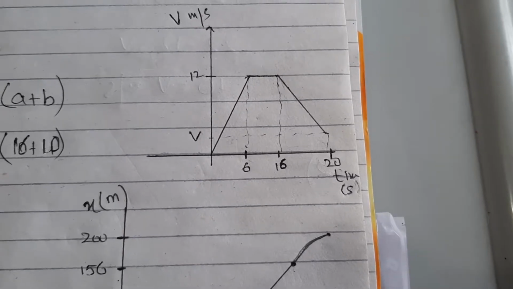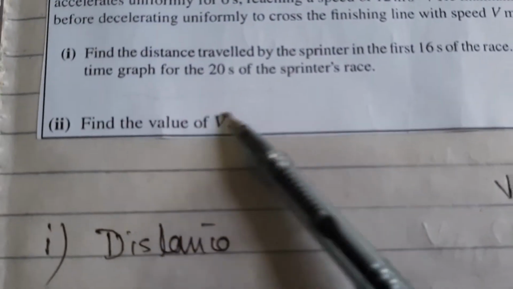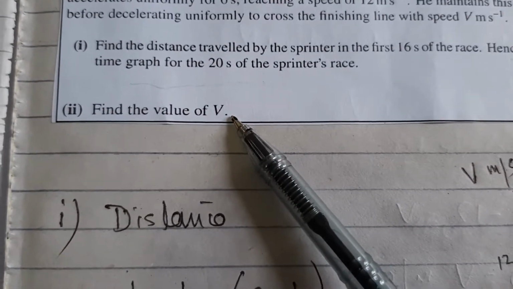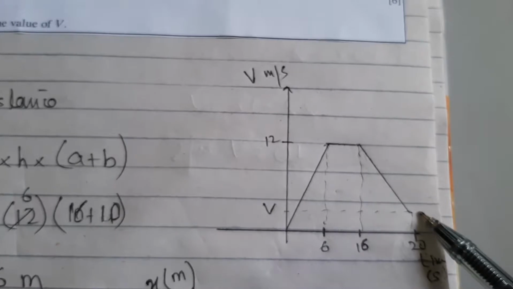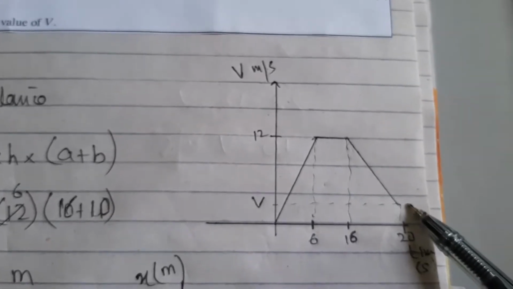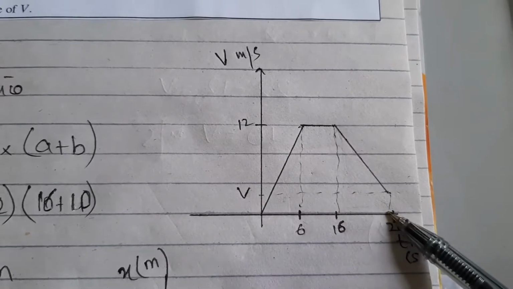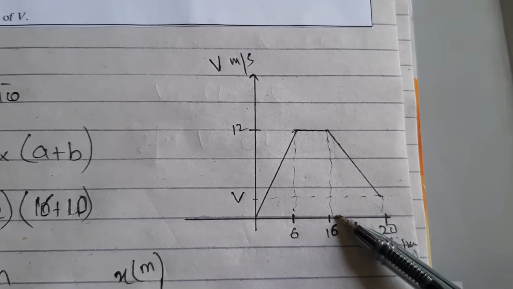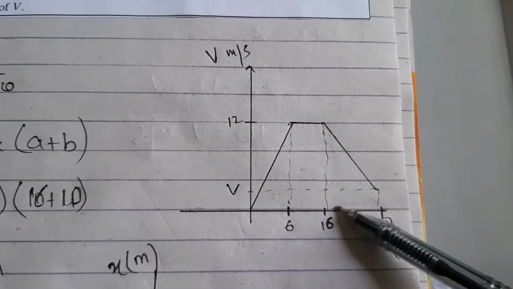So let's see the next part of the question, which is saying find the value of V. It means the velocity at which the sprinter will finish the race. Right, so I have to find out V. So what do you think? Is it easy now? Very easy. You know why? Because you know the distance covered in these 4 seconds. It was 44. So now again, what shape is this?